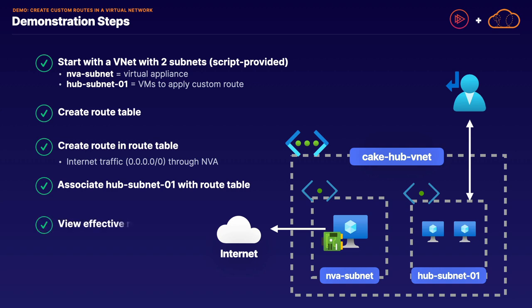And then once that is complete, we are going to view the effective routes for our virtual machines just to confirm that our outbound traffic is indeed going through our virtual appliance. With that, let's go ahead and jump over to our Azure Playgrounds and get started.